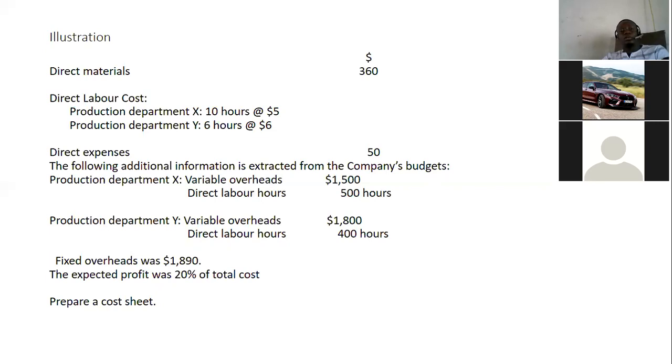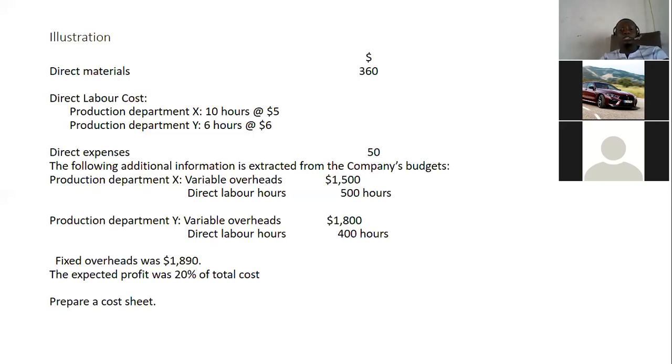So direct materials, 360. Direct labor costs. So we have two different production departments. We have production department X, 10 hours at $5. Production department Y, 6 hours at $6. Then direct expenses, we have $50.